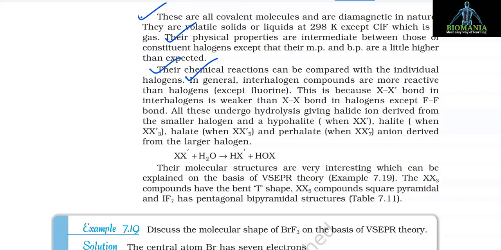All these undergo hydrolysis, giving halide ion derived from the smaller halogen and a hypohalite when XX', halite when XX'3, halate when XX'5, and perhalate when XX'7, anion derived from the larger halogen. XX' + H2O gives HX' + HOX. Their molecular structures are very interesting, which can be explained on the basis of VSEPR theory. The XX'3 compounds have the bent T shape, XX'5 compounds are square pyramidal, and IF7 has pentagonal bipyramidal structure.